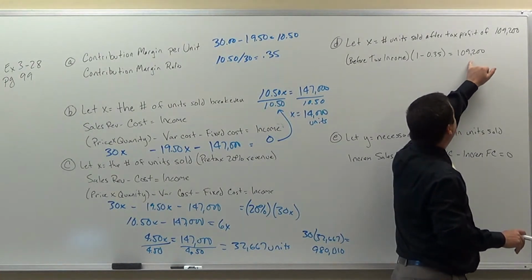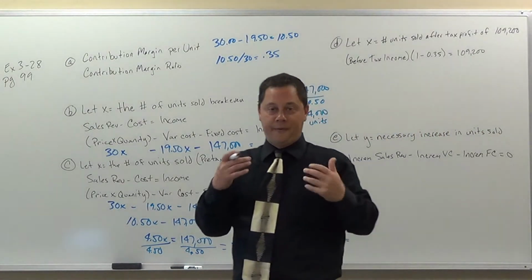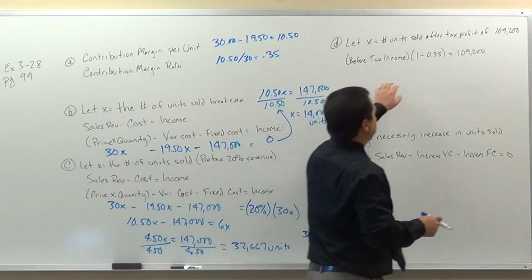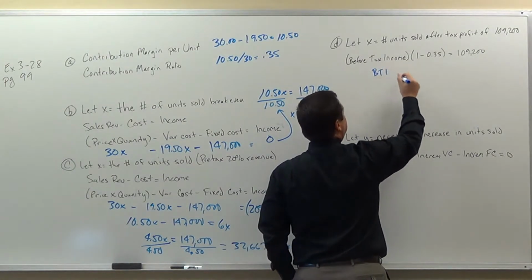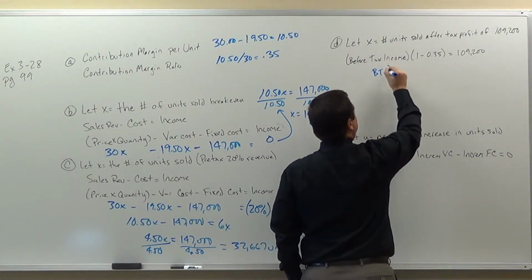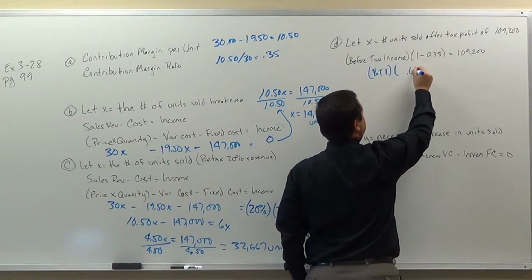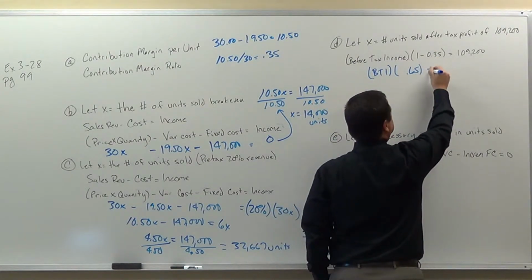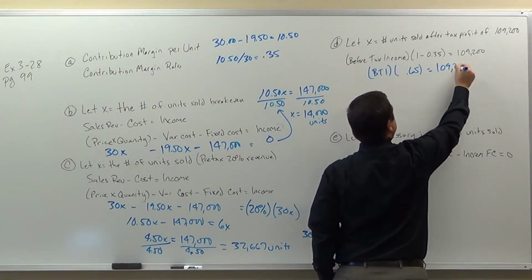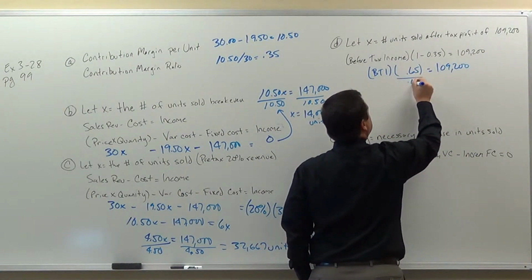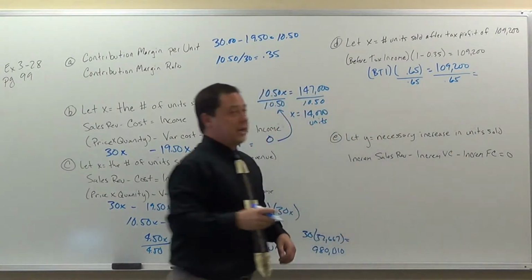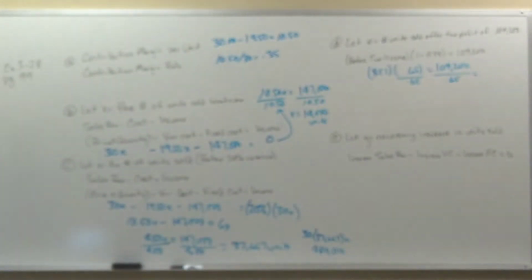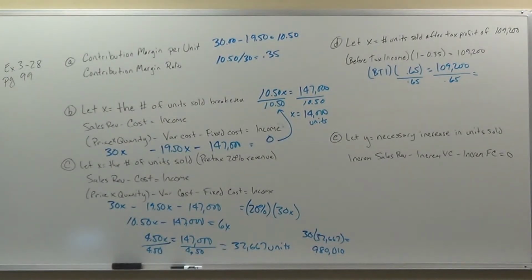So I basically want to figure out what it's going to take for me to get this. This is my after-tax profit. So I need to figure out what my before tax is going to be. So this is my, I'll call it my BTI, shorten it up a little bit, and we'll multiply that times 0.65 after I take the 1 minus 0.35. And then I have 109,200. So I'll divide both sides by 0.65. And that will give me my desired profit before tax. So that would come out to be 168,000.